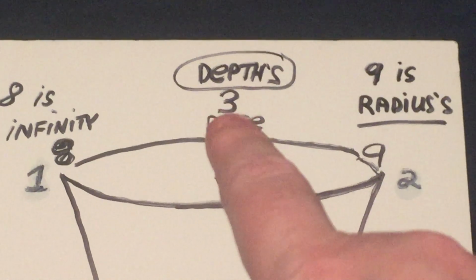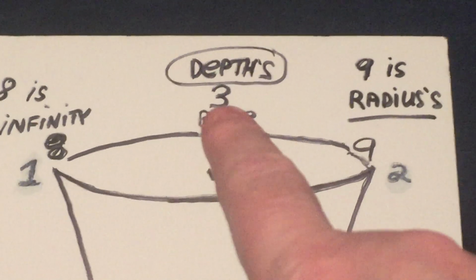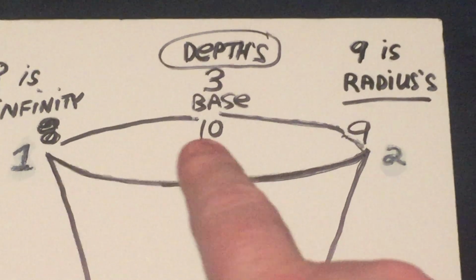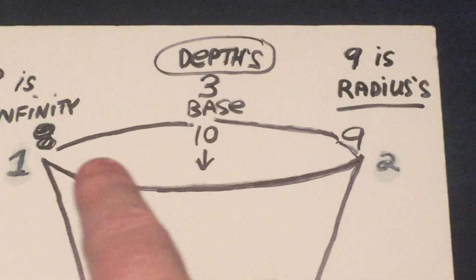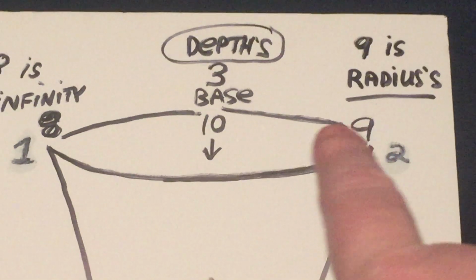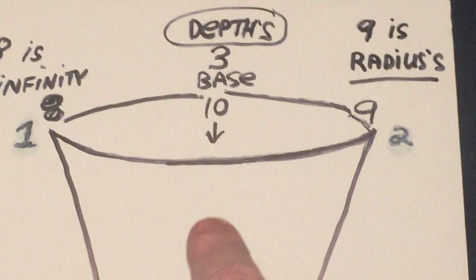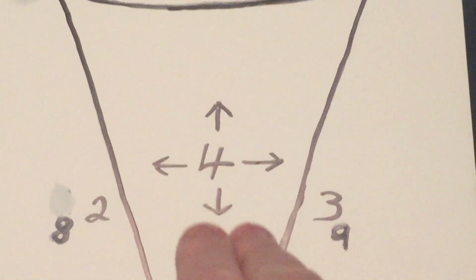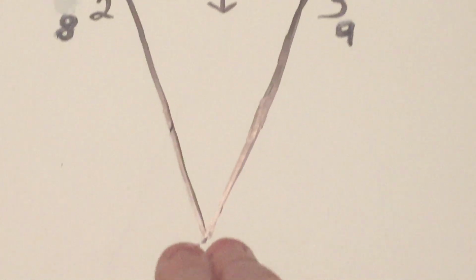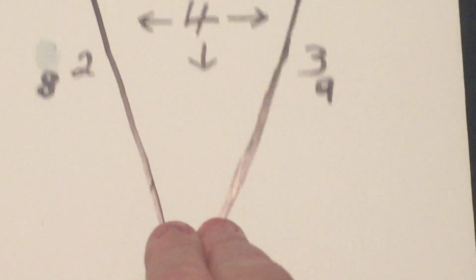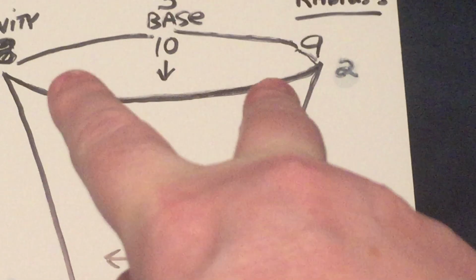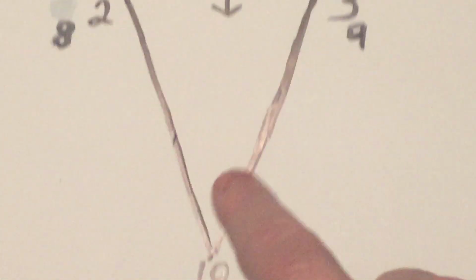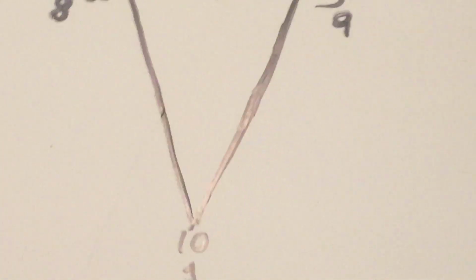3 is always the number of depths. Depth is created between the two polarities as depth. This is what creates depth in our universe, is the number 3. 3 creates the new units, the new singularity units.